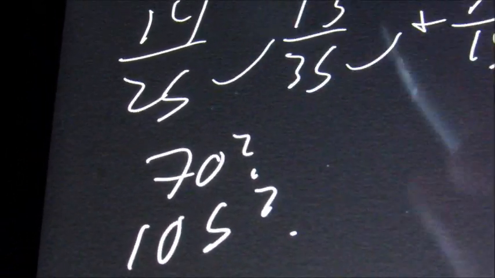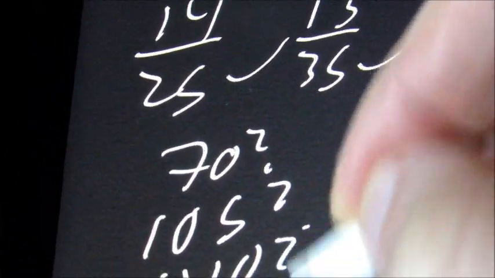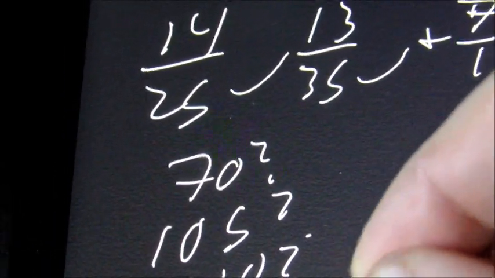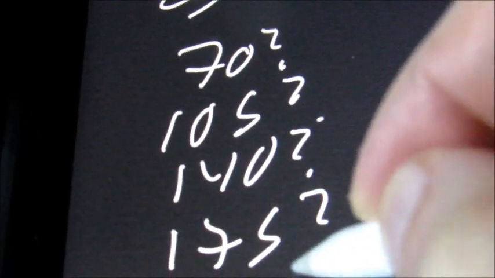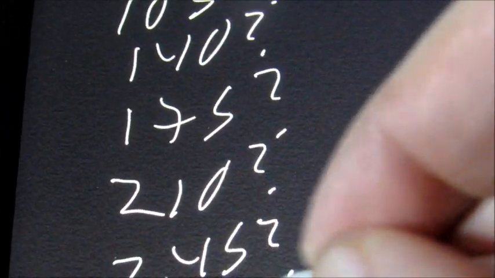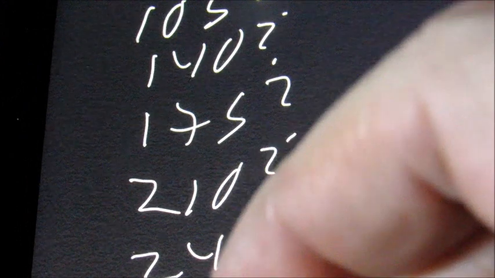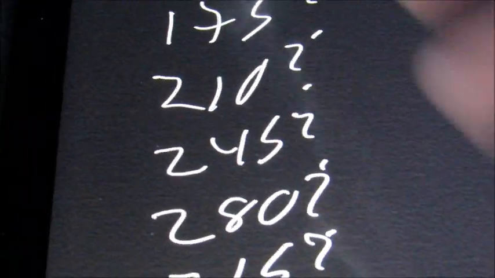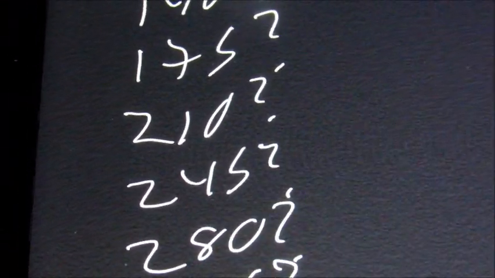25 won't go into 105. Next one is 140. 25 won't go into 140. Then 175. 25 will go into 175, but 15 won't. So the next one is 210. 25 won't go into that. Then 245. 25 won't go into that. 280. 25 won't go into that. 315. 25 won't go into that. 350. 25 will, but 15 won't.